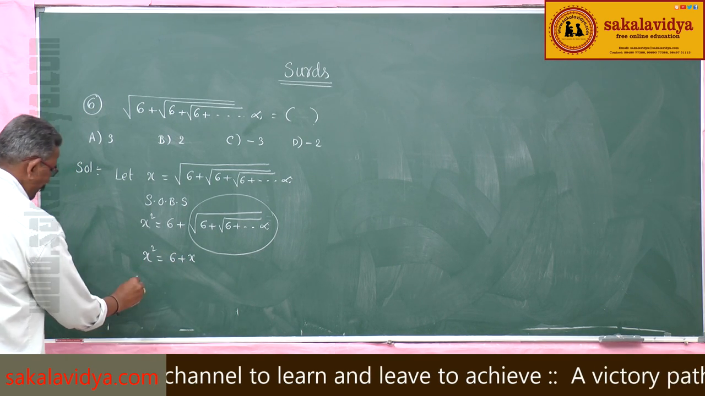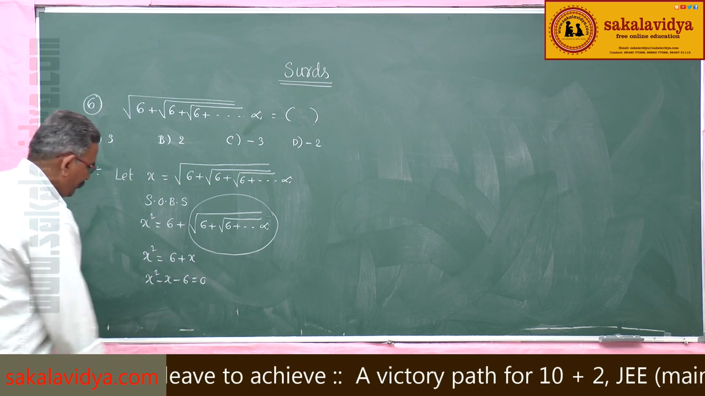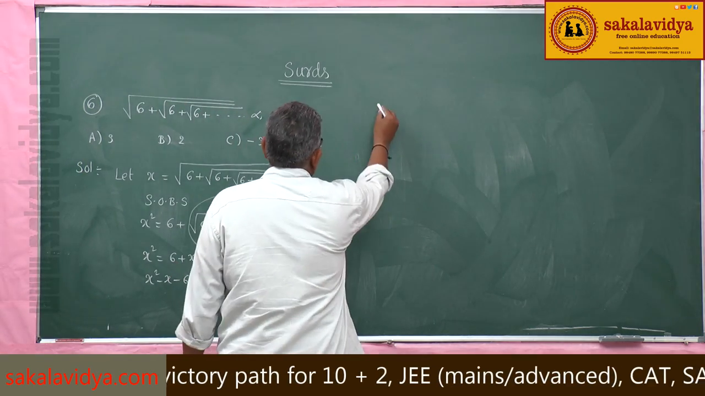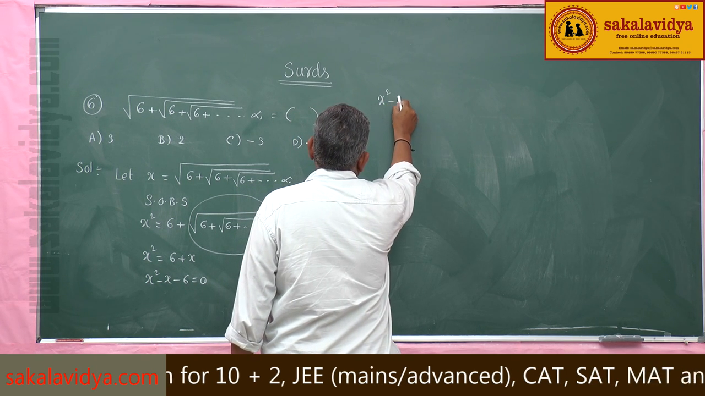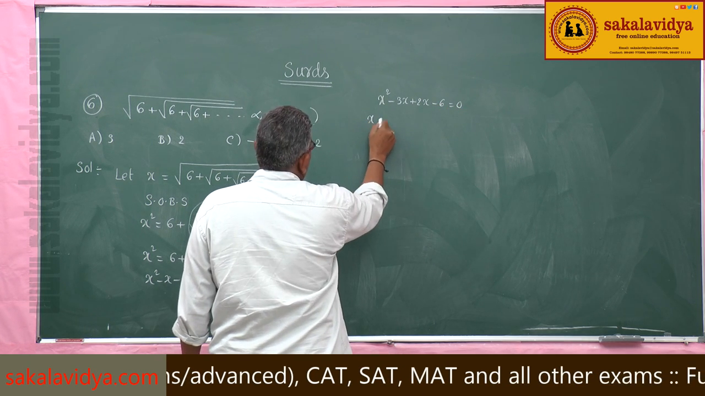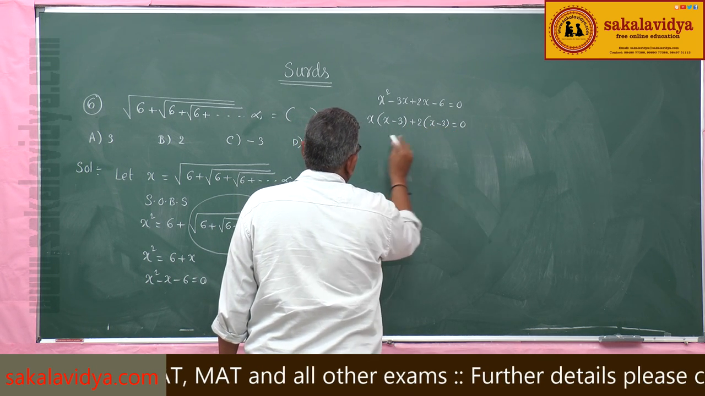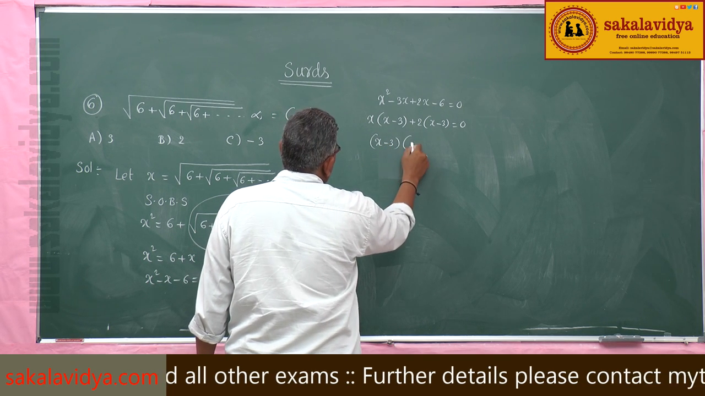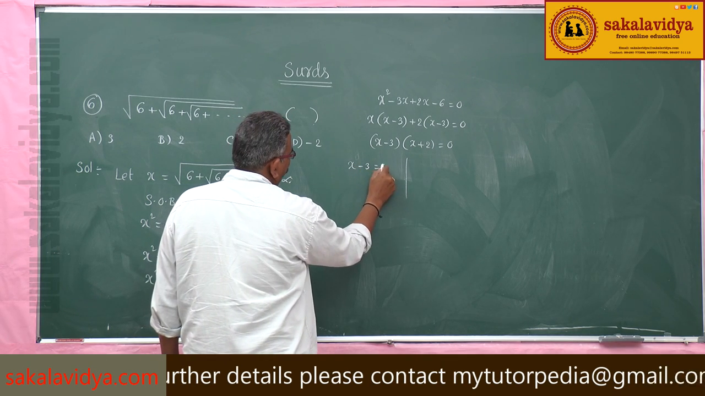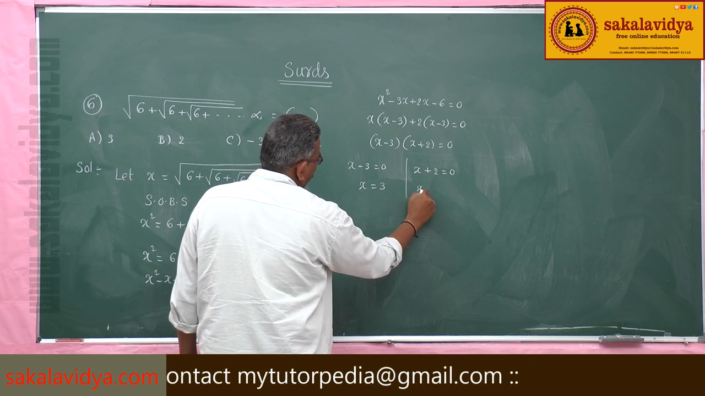Bring x this side. So x square minus x minus 6 is equal to 0. This is a quadratic equation, we have to solve it. Now this can be written x square minus 3x plus 2x minus 6 is equal to 0. Take x common, x minus 3, plus 2 common, x minus 3 equal to 0. Now x minus 3 common, x plus 2 is equal to 0. So we get x minus 3 is equal to 0 and x plus 2 is equal to 0. x is equal to 3 and x is equal to minus 2.